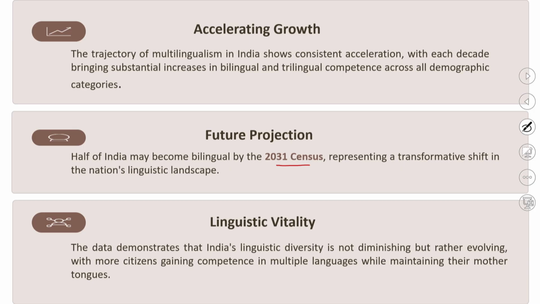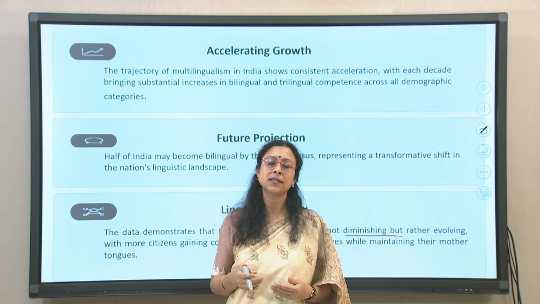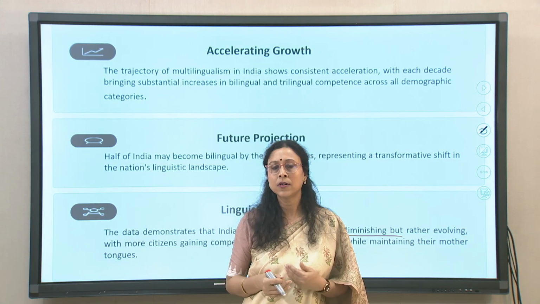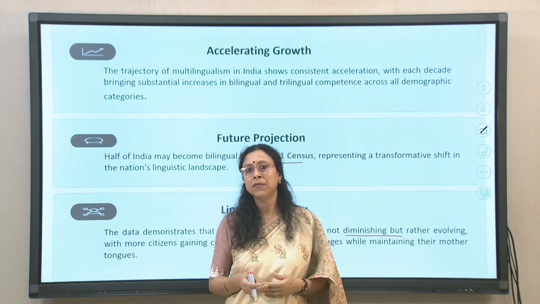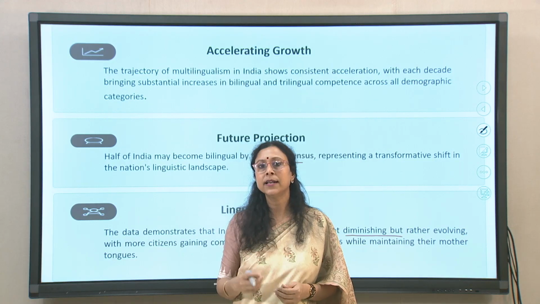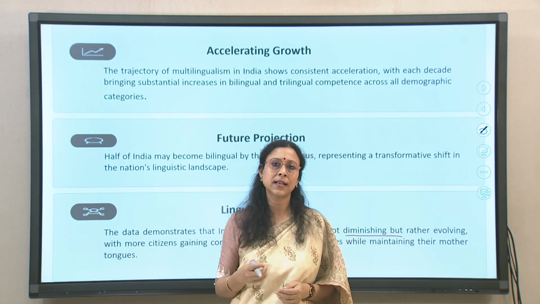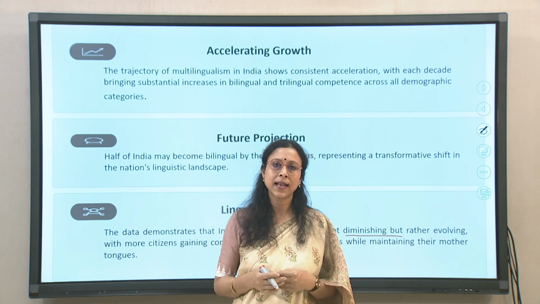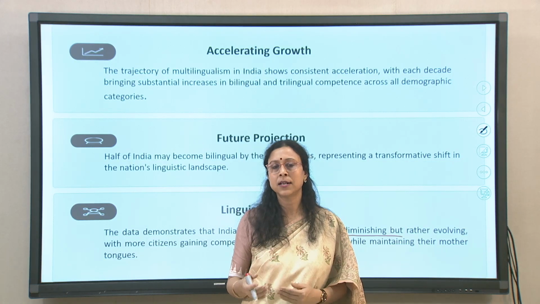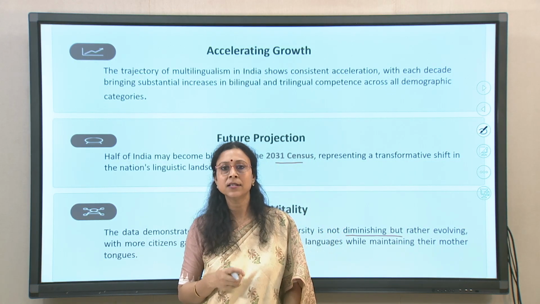And in terms of vitality, the data demonstrates that India's linguistic vitality is not diminishing, but rather evolving, with more citizens gaining competence in multiple languages while maintaining their mother tongue. This is one of the most significant aspects of Indian multilingualism, as I said in the beginning: even though this country has been multilingual for ages, centuries, maybe a few thousand years, the vitality of most of the languages is actually quite high. Of course, some languages have become very small in number, with fewer speakers. Even then the picture is not as bad.